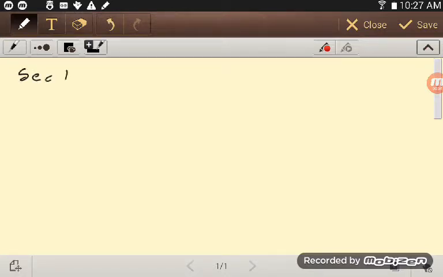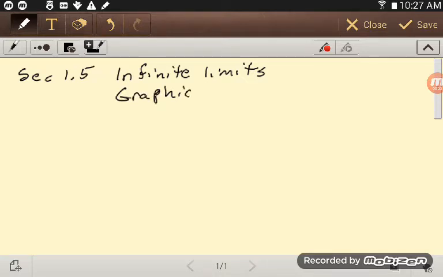Section 1.5, and this is our infinite limits and graphical. There's not a lot to say here. I think you all get the idea pretty well.